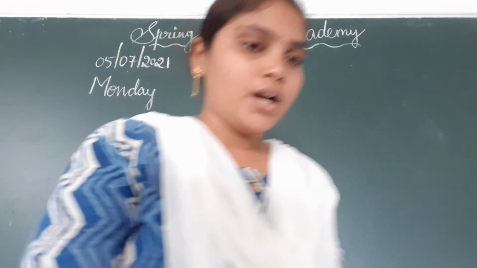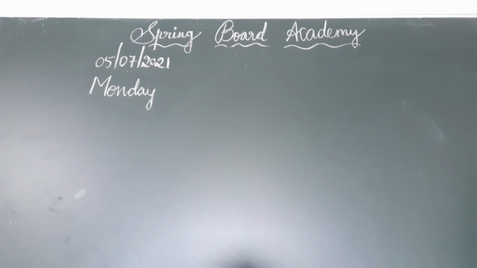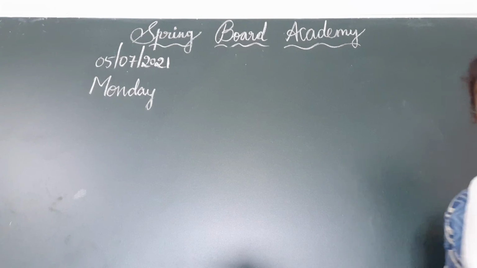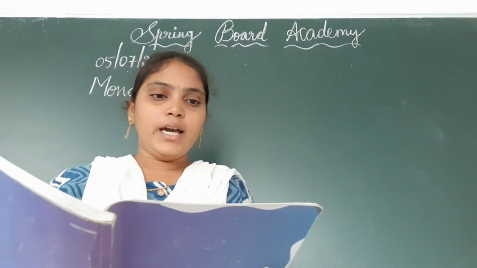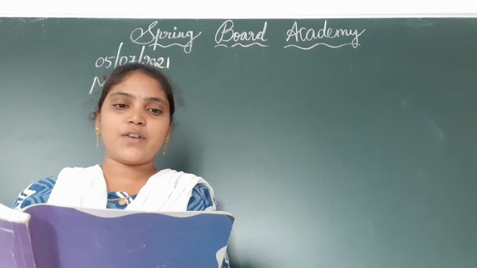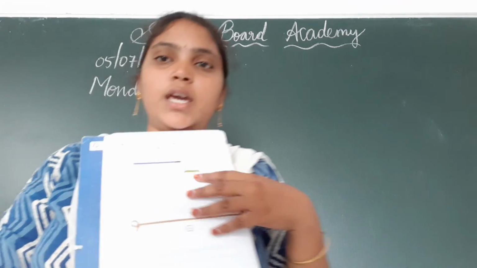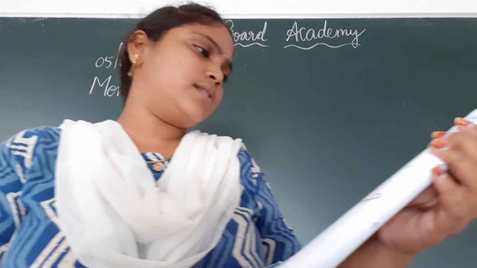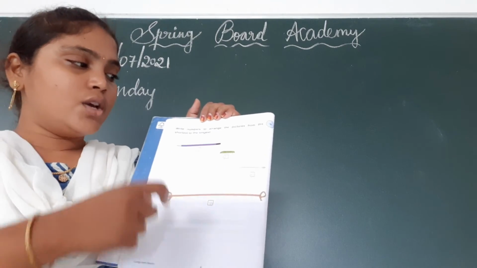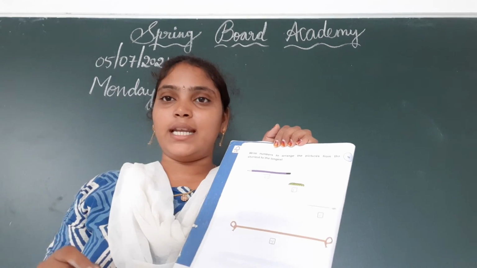Okay children, now everyone open companion. Open companion children. Companion page number 4. And this is your homework children. Write the numbers to arrange the pictures from the shortest to longest. Okay, here given 4 objects children. Here you have to arrange these from shortest to longest. Yes, shortest to longest. So for writing shortest to longest, you just have to write the numbers children.